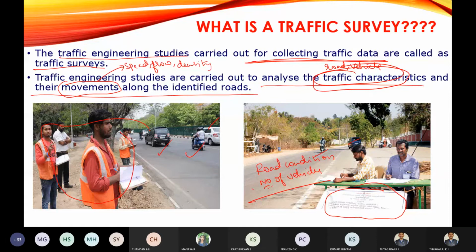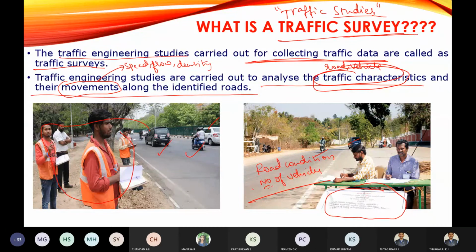Then after collecting the data, we should not keep the data idle. It should be analyzed. So analyzing the data and how the traffic movement will be done, those things we are going to call a traffic survey, or by another name, traffic studies also. So don't get confused in the question paper. If they ask survey, that is equal to studies. Studies and surveys are both the same in the exam. Is it clear?